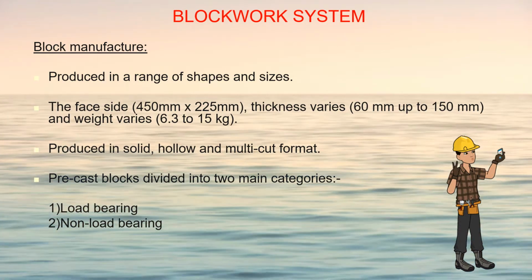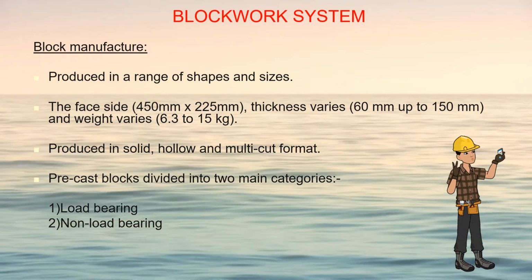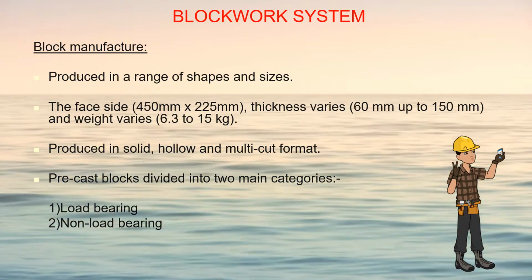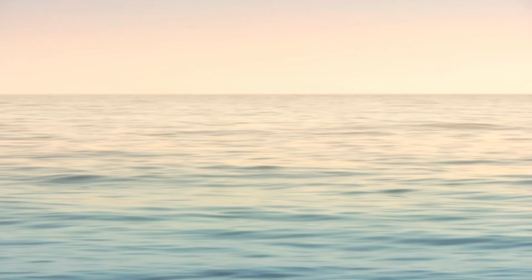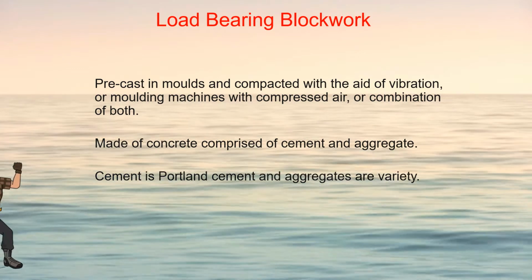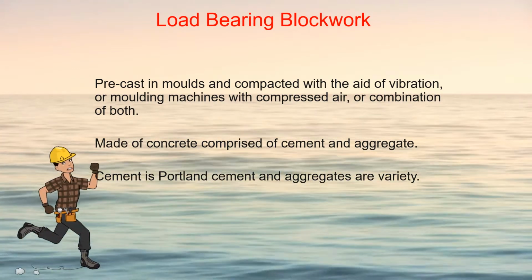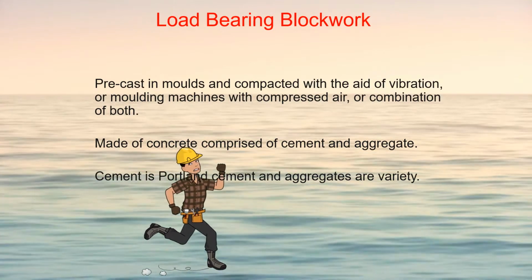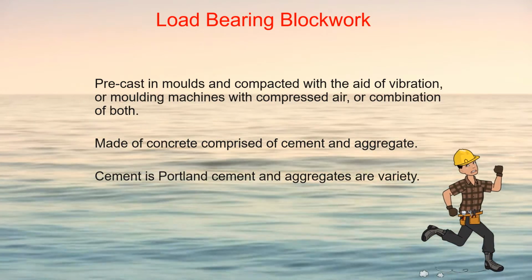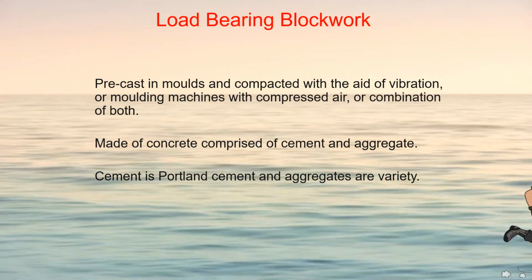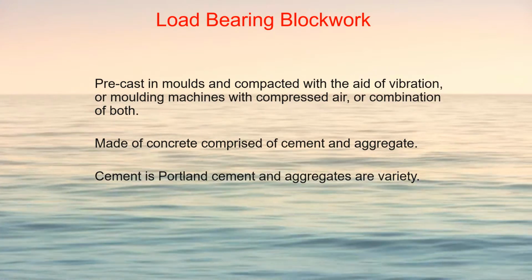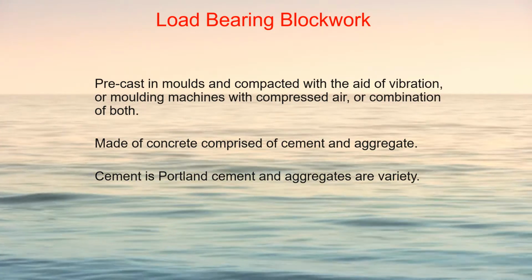Walling built with precast blocks may be divided into two main categories. Number 1, load bearing, and number 2, non-load bearing. The blocks are precast in molds and compacted with the aid of vibrations or molding machines involving the use of compressed air or a combination of both. These blocks are usually made of concrete comprised of cement and aggregate. The cement used is usually Portland cement, and a variety of aggregates are used.